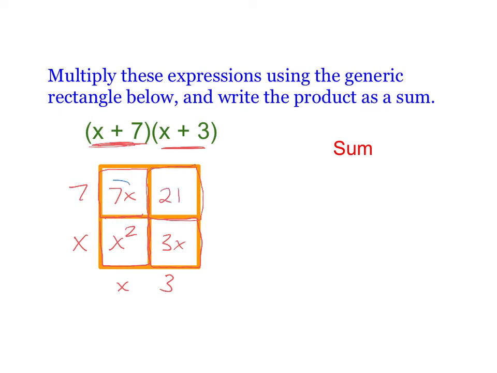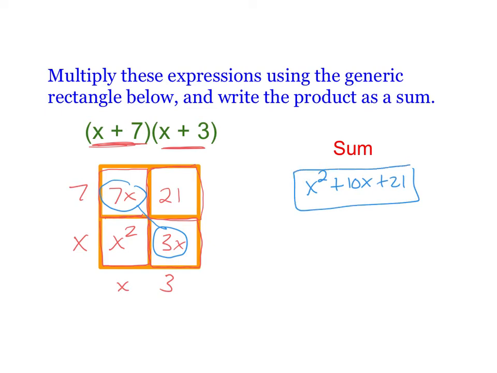And recall that when we do these, one of the diagonals will end up with like terms that we can add together. So 7x and 3x will be 10x. So our final answer written as a sum would be x squared plus 10x plus 21. Now the original question, that is the same area written as a product. So we need to be able to write our answers as a sum or a product.